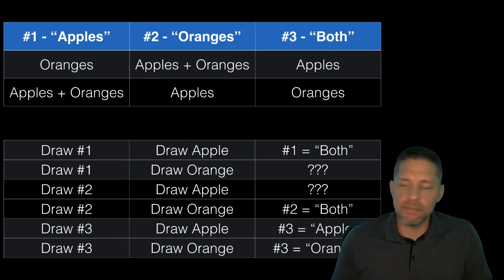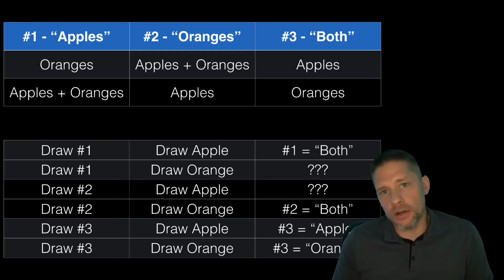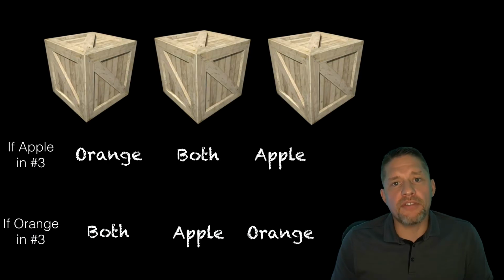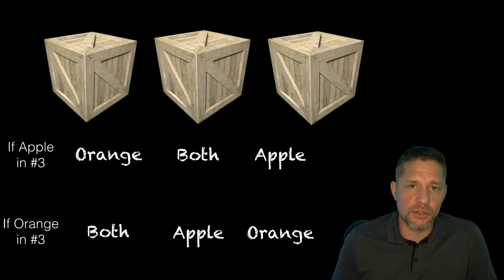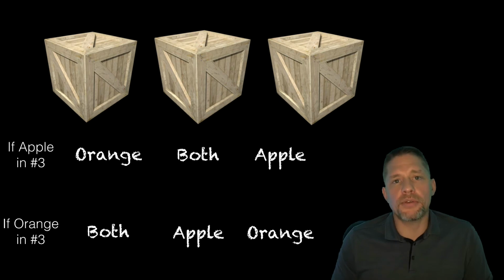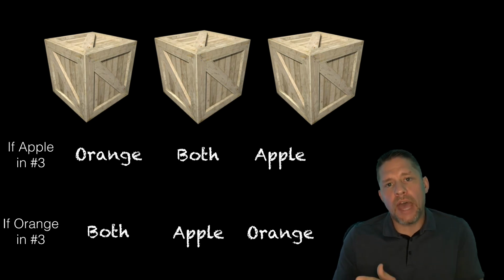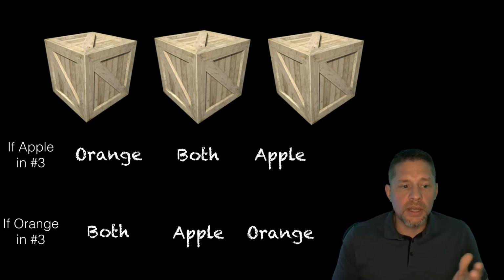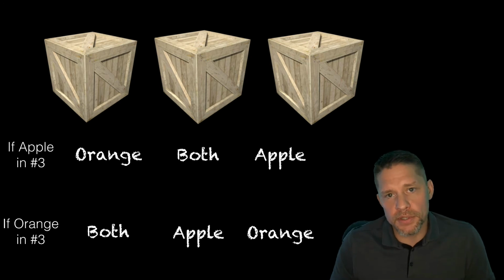If I get an apple, it's just apples. If I get an orange, it's just oranges. And from there, I can derive the answer to the remaining crates. So an apple in 3 means that it's orange, both, apple. And an orange in 3 means it's both apples, oranges.